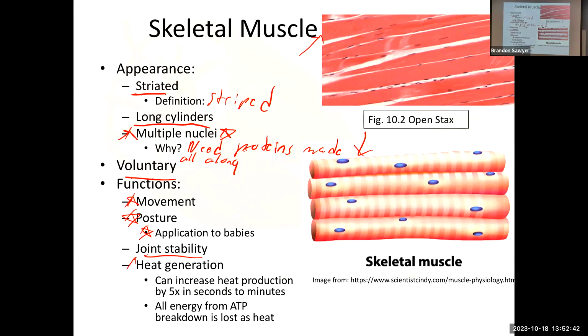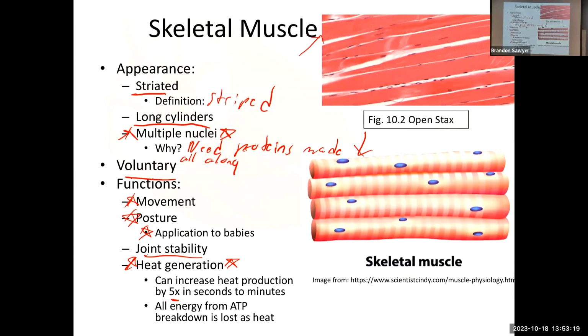Another thing we don't think about much with skeletal muscle is heat generation, right? This is shivering. When you get really cold, one of your body's primary mechanisms to warm itself back up is to start contracting your muscle in a really inefficient way, right? It's really like 100% inefficient muscle contraction. All of the energy broken down there is lost as heat, and so it just warms you up. We can increase our heat production by 5-fold in just a few seconds, right? So skeletal muscle can burn a lot of energy really quick, and that warms us up.